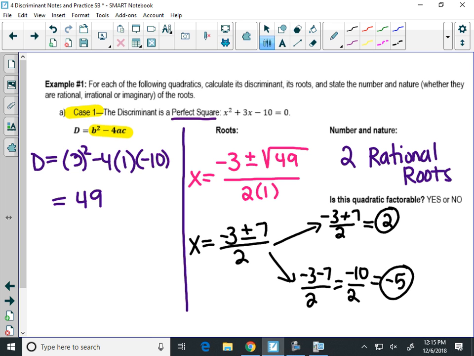And when you have 2 rational roots, does that mean the quadratic is factorable? Yes. All right, so ultimately what we're going to be learning on this page is case 1. If you calculate the discriminant and you get a perfect square, 4, 49, 36, 100, you're going to have two rational roots. Okay? That's what you need to know for your quiz tomorrow.